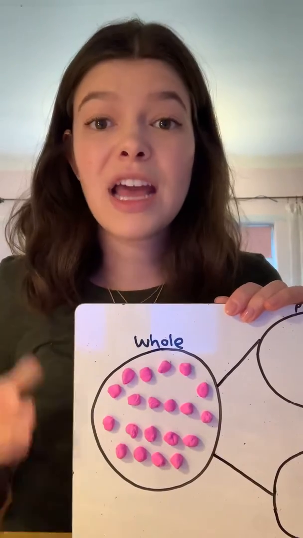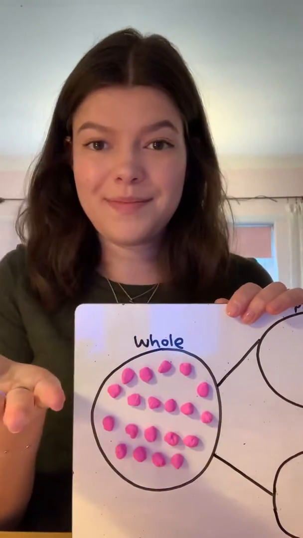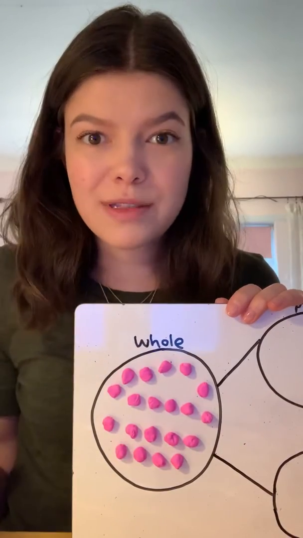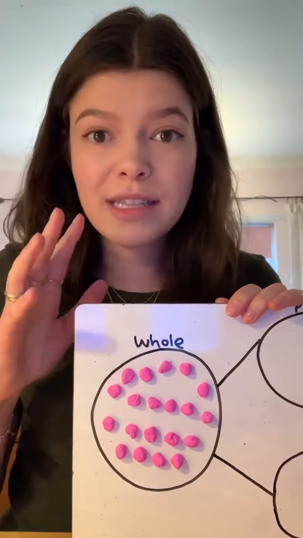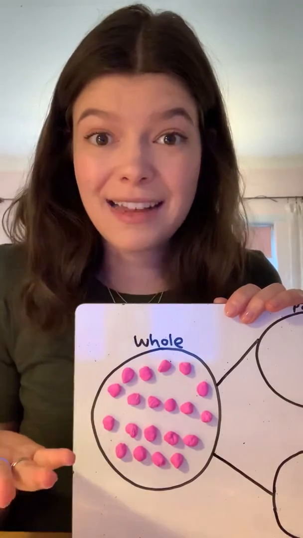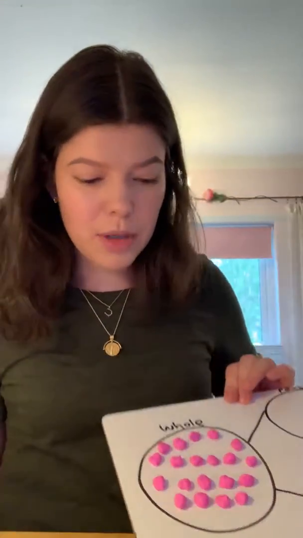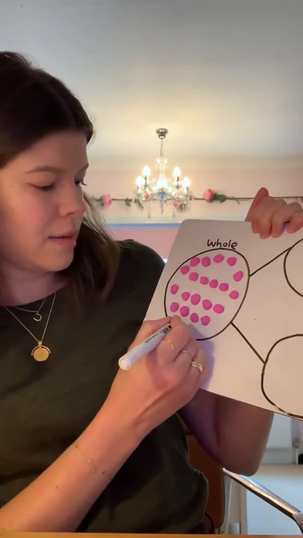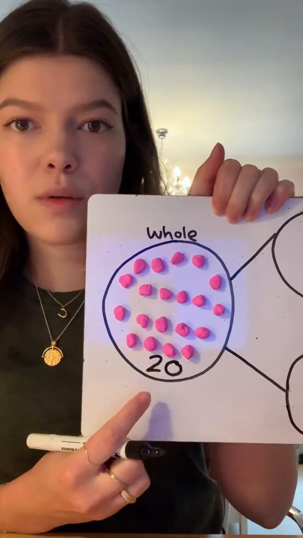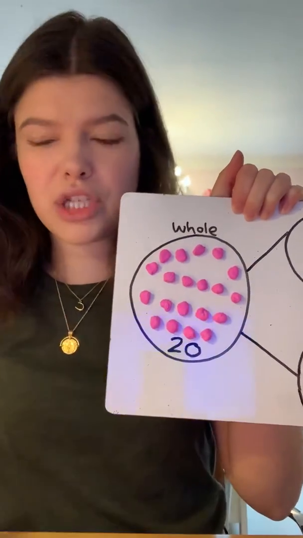Okay, so I can say the whole is 20. The whole is 20. So that just means how many there are altogether. Okay, now we've started with 20 because today we're trying to find out how many different ways we can make 20. Okay, so I'm going to write the number so I don't forget it. So I'm going to write 20 in my whole because I've got 20 altogether. Okay, so you can do this too when you're working it out.